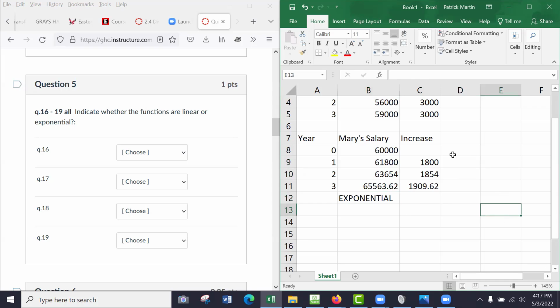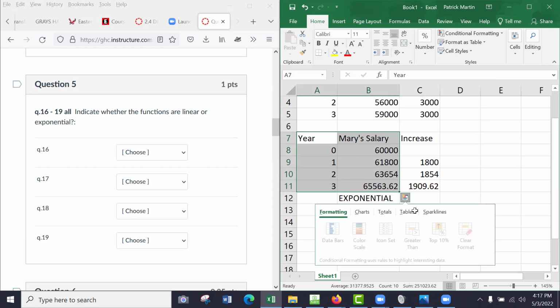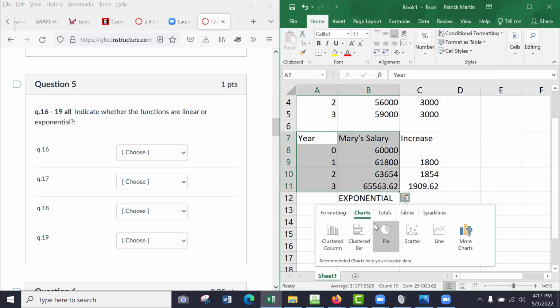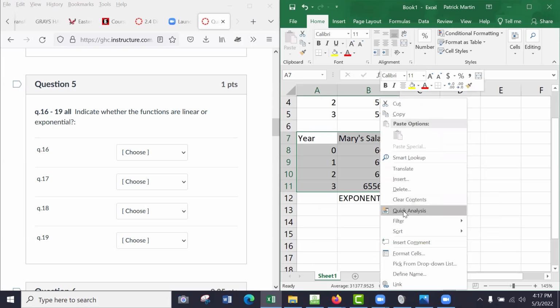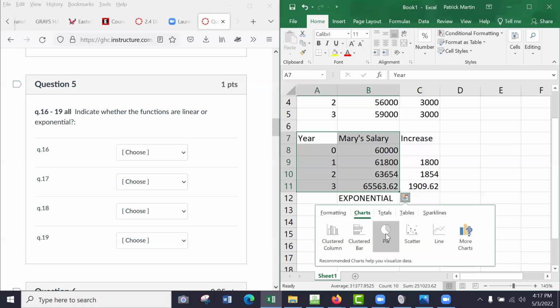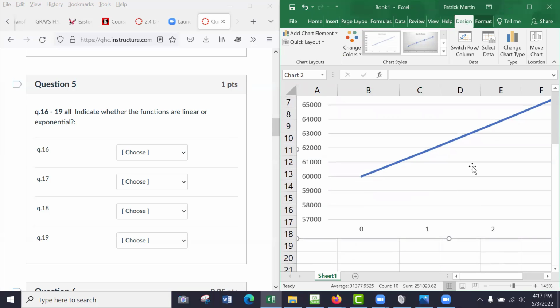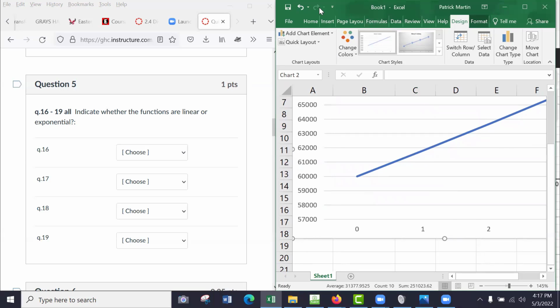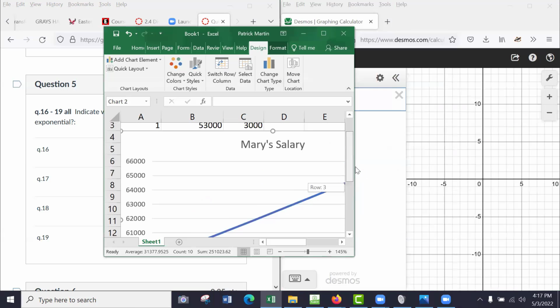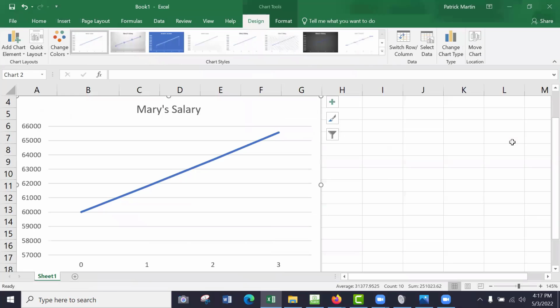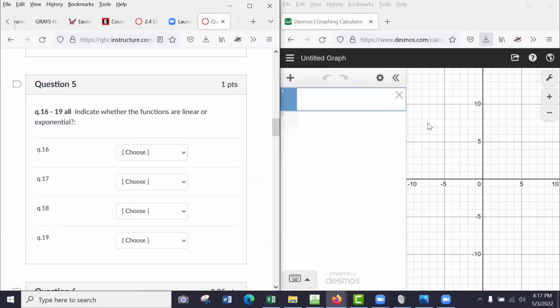function here, right? And just for fun, watch what happens when I graph this. It looks absolutely straight, doesn't it? So it looks like a linear. Well, it almost is. It's very close to linear.